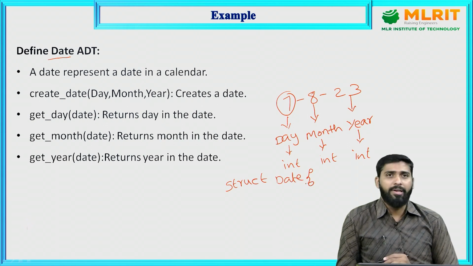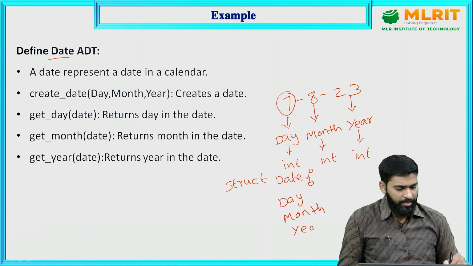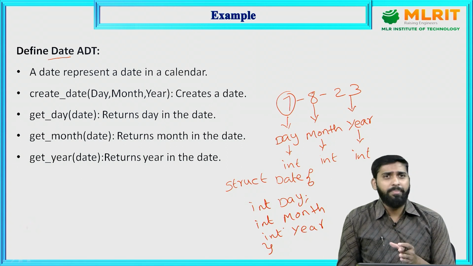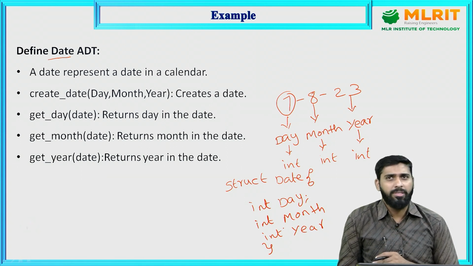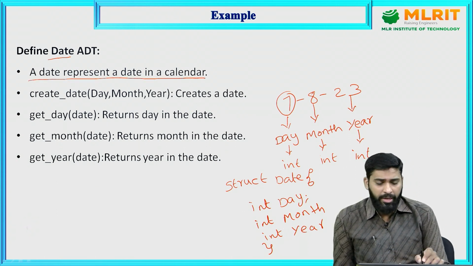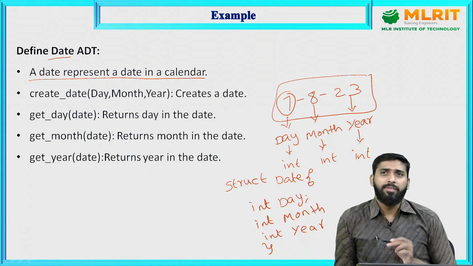This date contains three parts: one is day, another is month, another is year. The day is an integer, the month is an integer, the year is an integer. So this is the structure, and an abstract data type is a structure, that means a data type and functions, that is, the operations. Here, the first one: a date represents a date in a calendar.